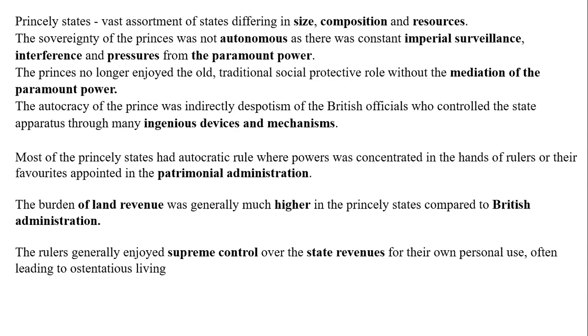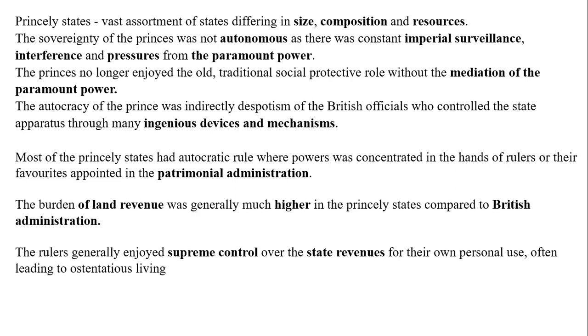In fact, most of these princes, especially in Rajputana, that is Rajasthan, by 1818 much of Rajputana had made treaties with the British, through Lord Metcalfe, as I told you initially, then through Warren Hastings, and through the treaty of subsidiary alliance by Wellesley. And basically, the autocracy of princes was just an indirect despotism of British officials. That is, they were actually ruling.